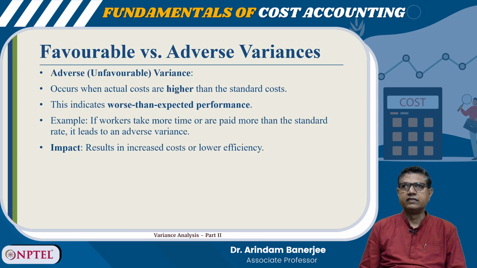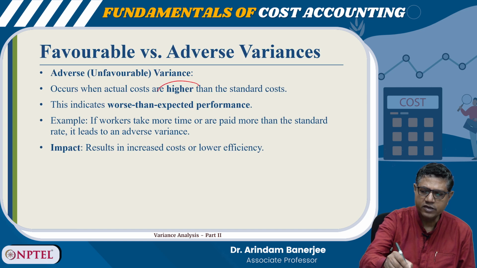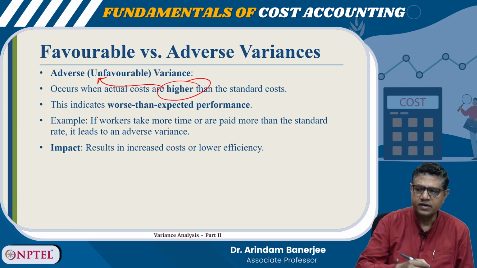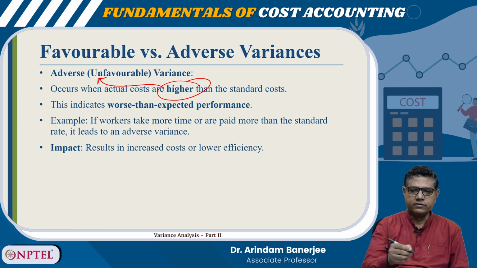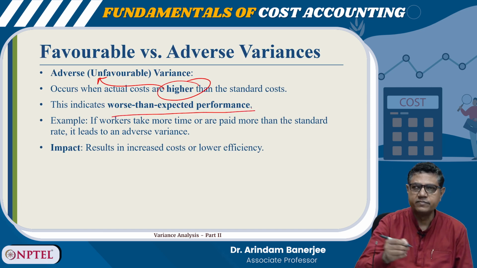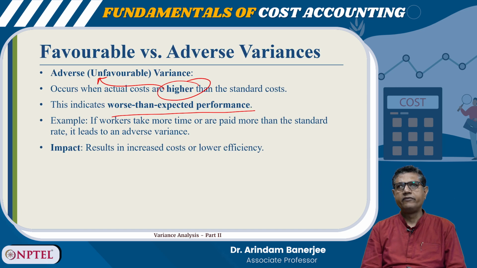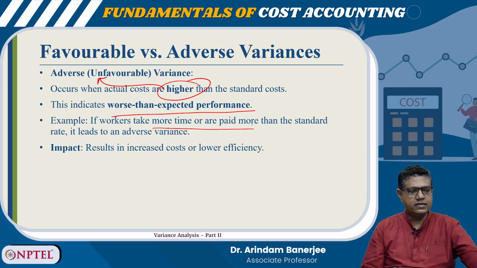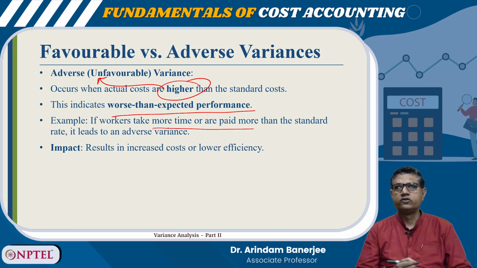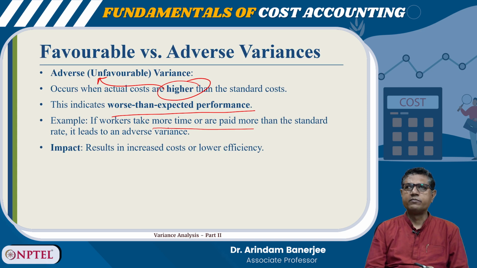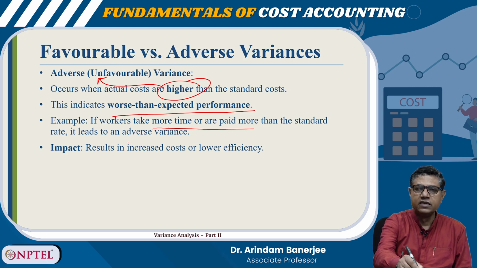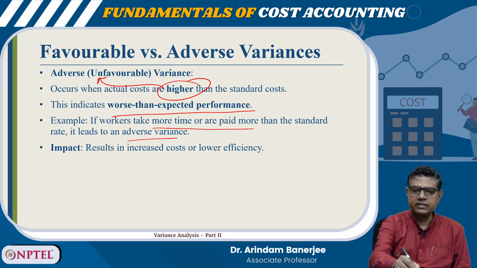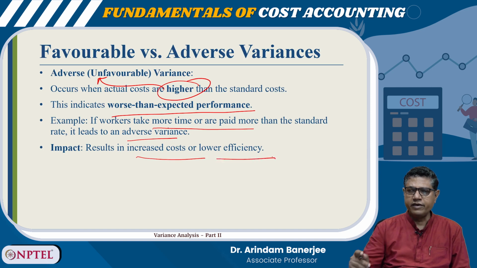So, what is an adverse variance? It is where the actual costs are higher than the standard costs, and performance is worse than expected. For example, if workers take more time or are paid more than the standard rate, this leads to an adverse variance. The impact is increased costs and lower efficiency.